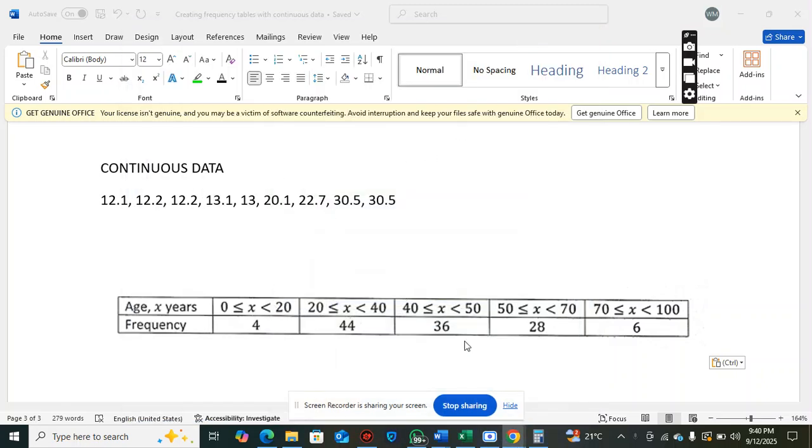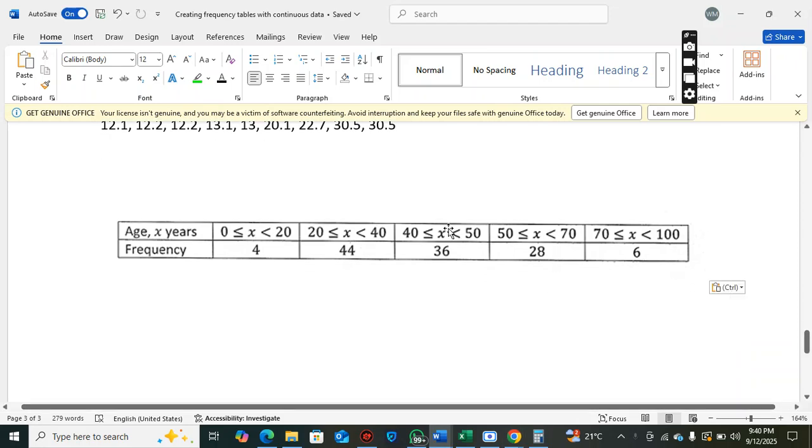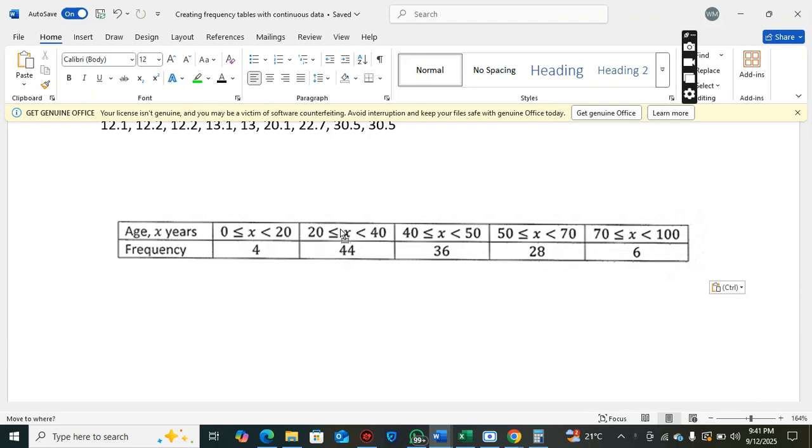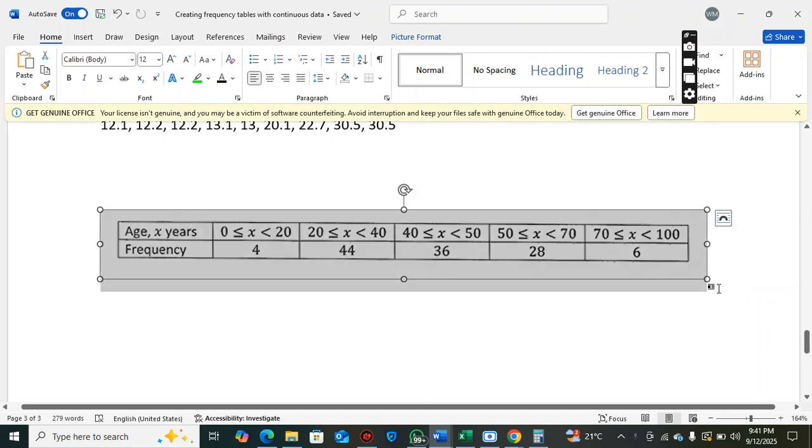Okay, so we're going to see now how we can make a histogram. We've got this information here: the age in years. Our first class is x greater than or equal to zero, but less than 20. The next class is x greater than or equal to 20, but less than 40. Okay, we've got our classes here, so we must make a histogram.